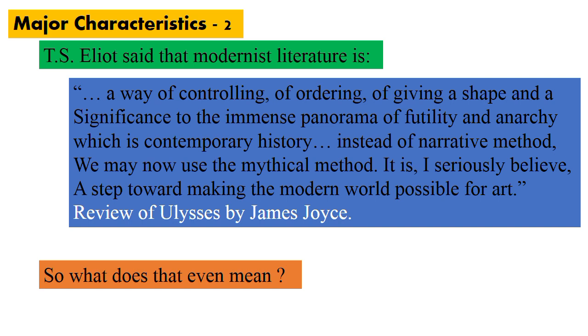T.S. Eliot said that modernist literature is a way of controlling, of ordering, of giving a shape and a significance to the immense panorama of futility and anarchy, which is contemporary history. Instead of narrative method, we may now use the mythical method. It is, I seriously believe, a step toward making the modern world possible for art. Okay, so what does that even mean?